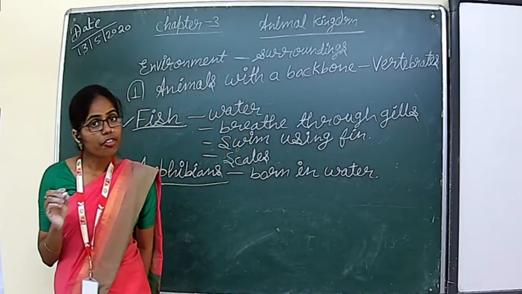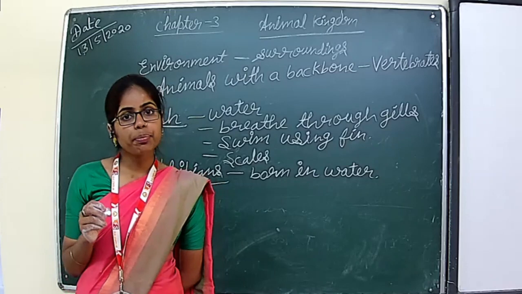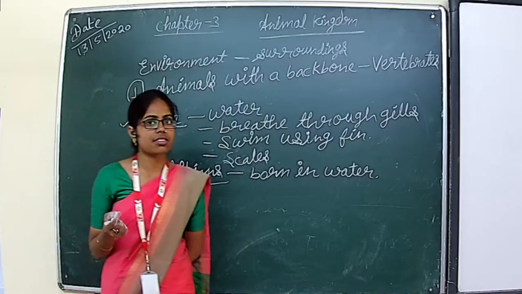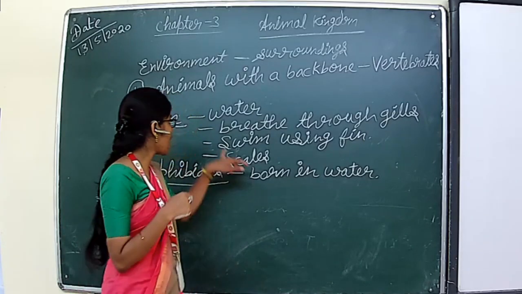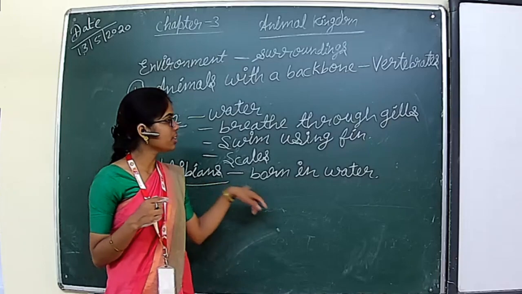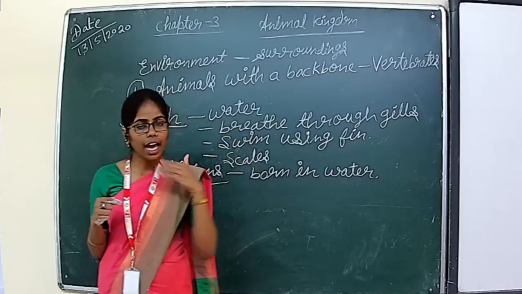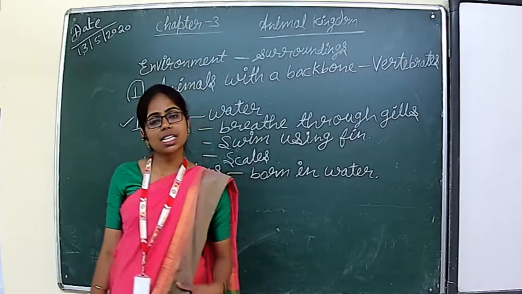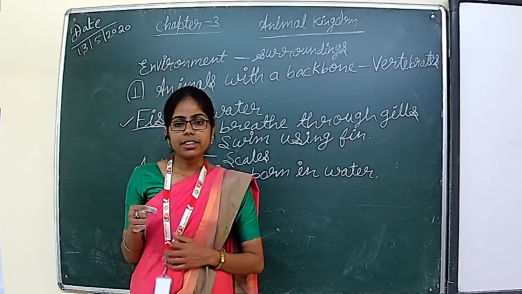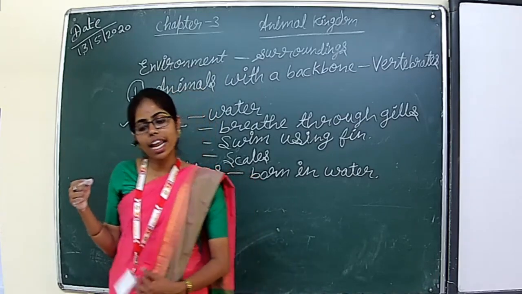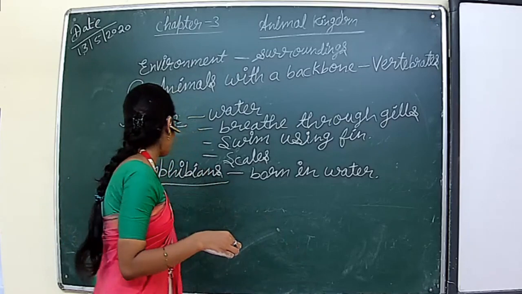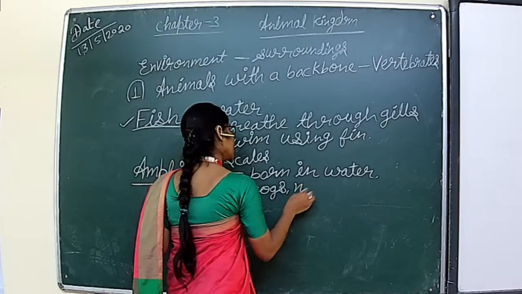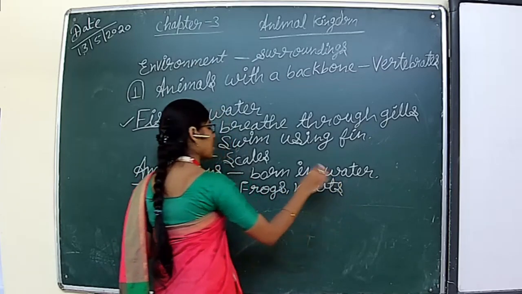When they are born, they breathe with gills like a fish. When they grow up, they develop lungs. And that's why they can live on land also. Examples of amphibians are frog, toad, newt.